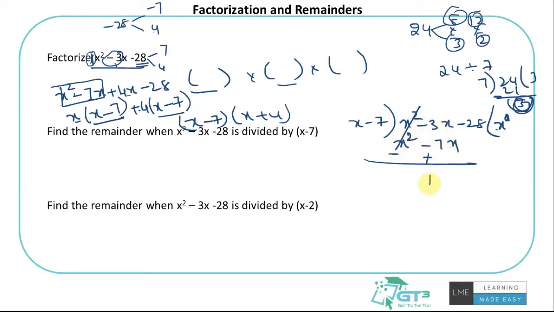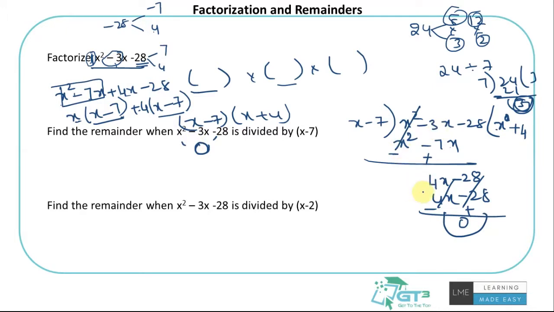Plus 7x minus 3x is 4x. Automatically this will follow, 4x minus 28. Then I will do plus 4. So 4 into x is 4x. Minus 4 into minus 7 is minus 28. So it's minus plus. So the remainder is 0. So that's why the answer is, remainder is 0.